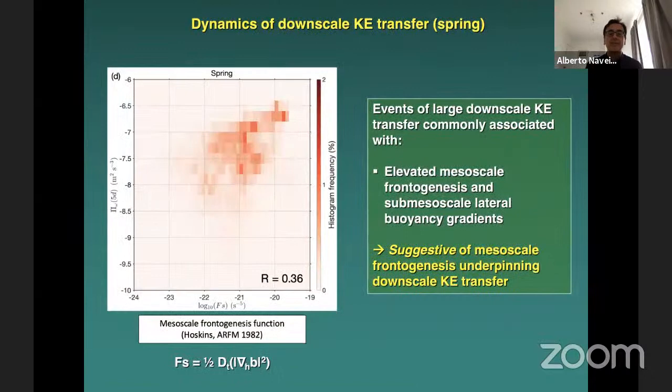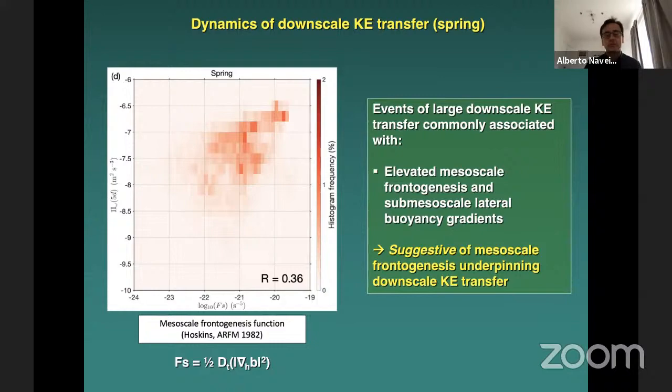Now, if we focus on the springtime stage, where kinetic energy flows down the scale, the bottom line here is that if we compare the kinetic energy transfer to the rate at which the mesoscale flow tends to generate fronts, so the rate of mesoscale frontogenesis, which is indicated on the x-axis in this figure, with the kinetic energy transfer being on the y-axis, we get a significant correlation. So frontogenesis seems to be associated with instances at which the energy is transferred downscale. And so this is suggestive of mesoscale frontogenesis filamenting submesoscale structures, and perhaps generating ageostrophic flows that favor these downscale kinetic energy transfers.